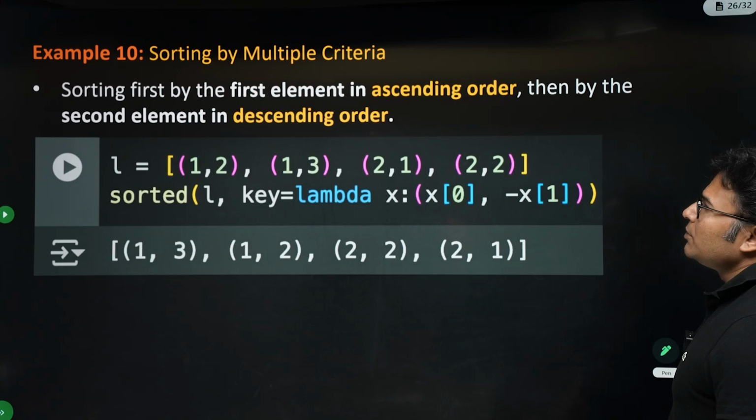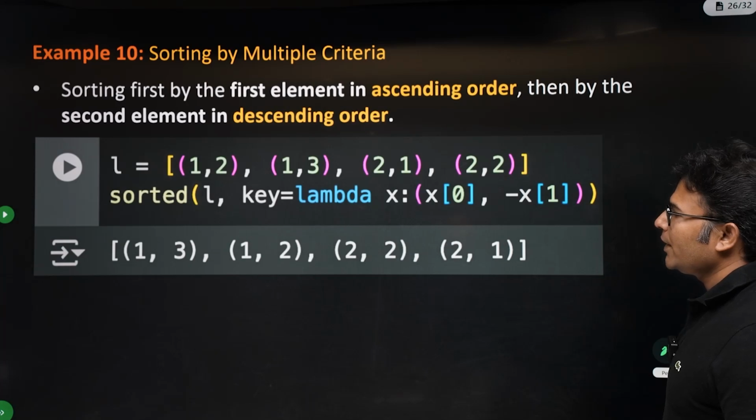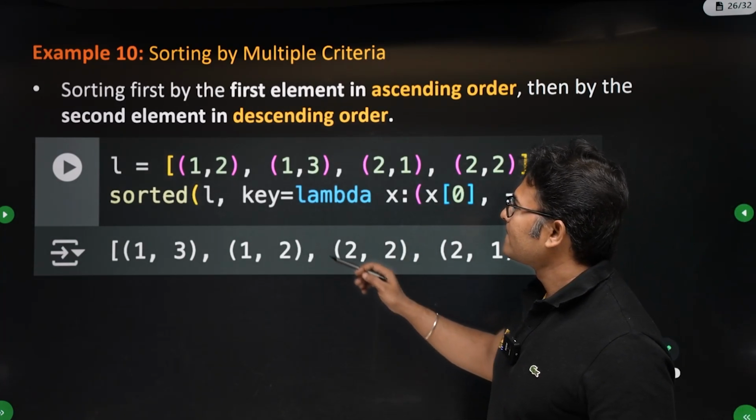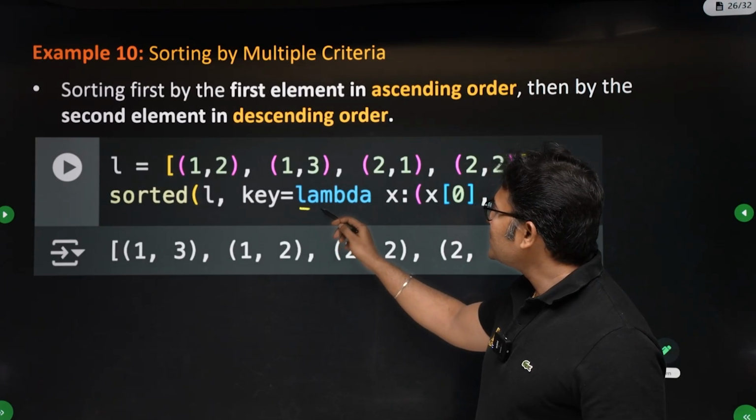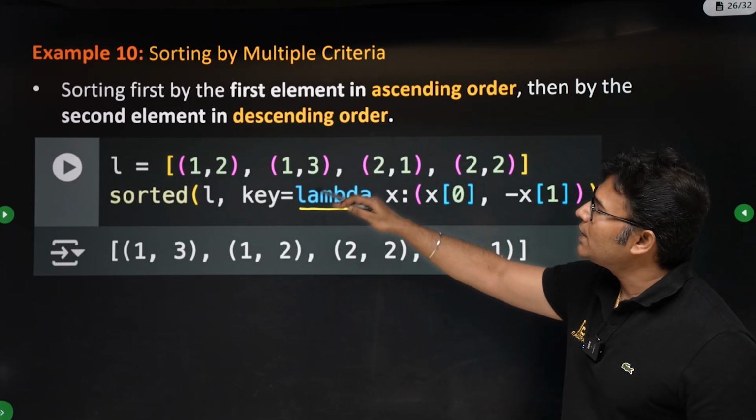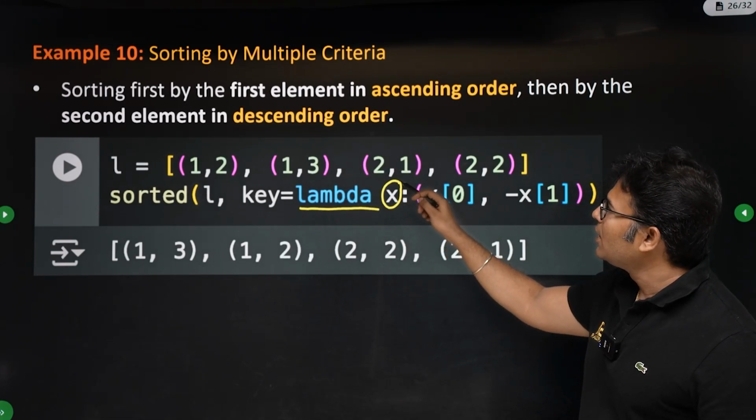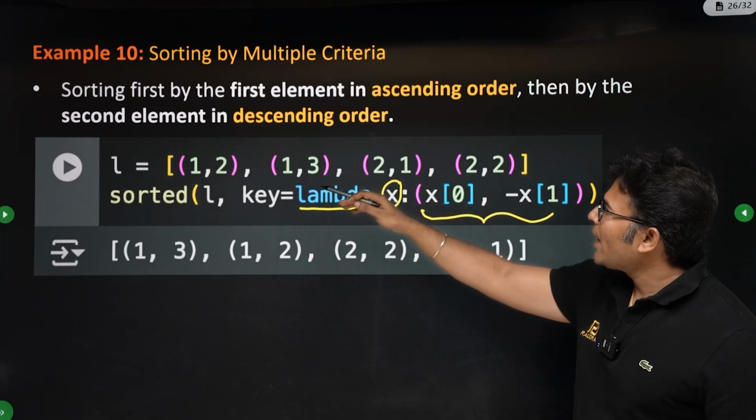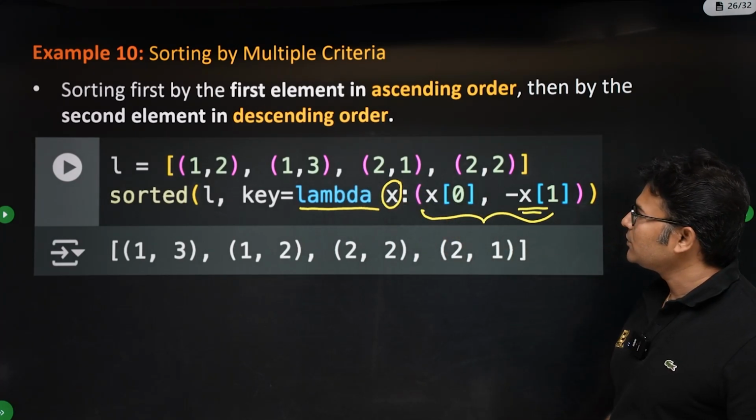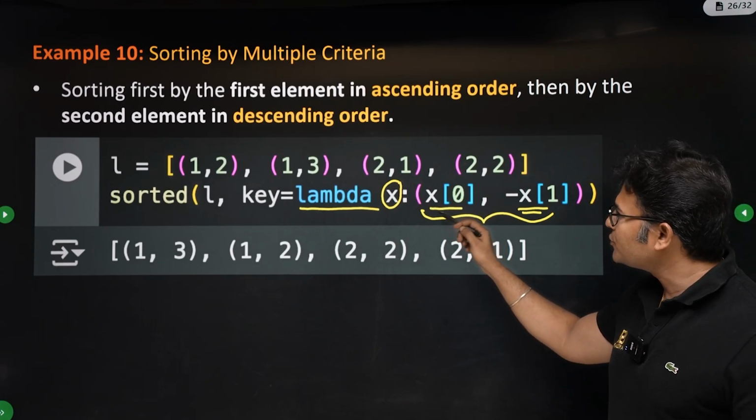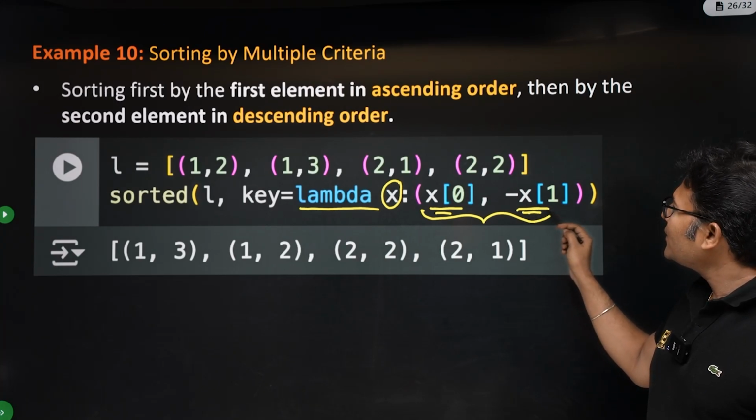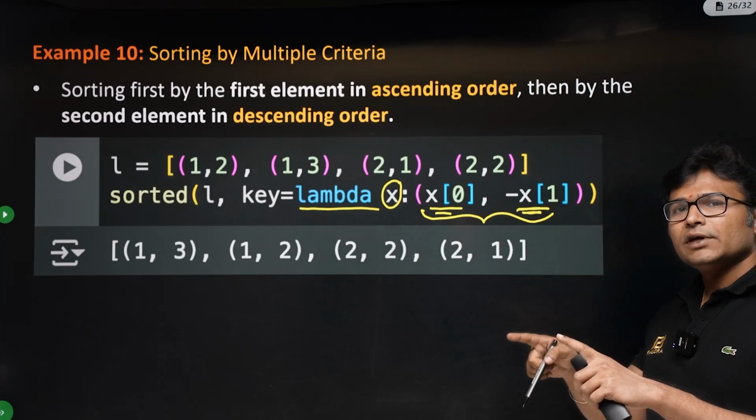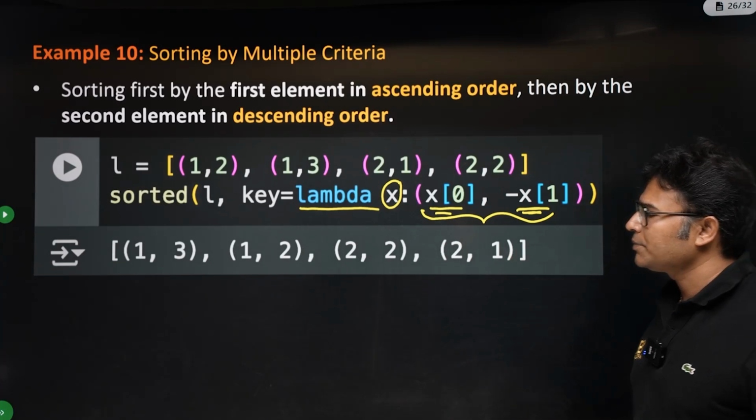Now you can use multiple criteria to do the sorting. For example, here a list of tuples is given. Now the key function is a lambda function which will be applied on every tuple. So x is every tuple. What is it returning? x of 0 as it is and minus x of 1. Then what happens? First it will sort on x of 0 and whenever two x of zeros are same, then it will sort on minus x of 1, which means on x of 1 in the descending order. Okay, I'll show you what happens.